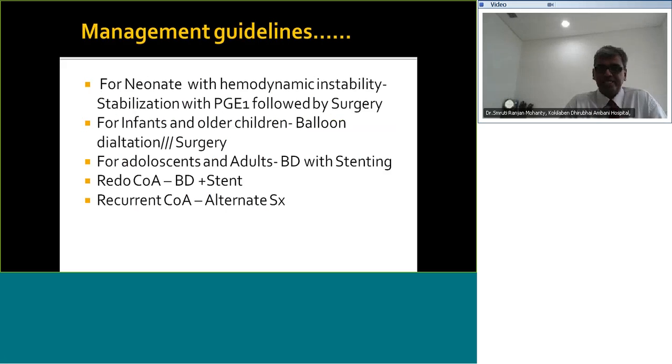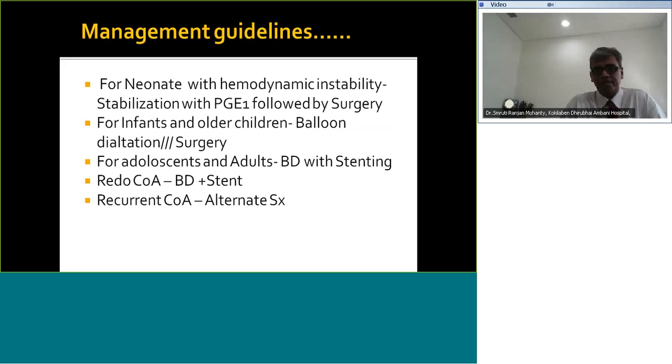So the overall management guideline for neonates with hemodynamic instability is first to stabilize with prostaglandin E1, which can be followed by surgery. In the neonate, if there is severe LV dysfunction, then a palliative balloon dilatation is indicated, and subsequently, after maybe a week or so, one can go in and do a surgery. For infants and older children, balloon dilatation is preferred nowadays, and in many situations, if the coarctation is not discrete, if it is a long segment, then one can go ahead with surgery.